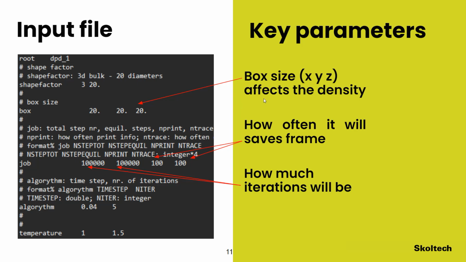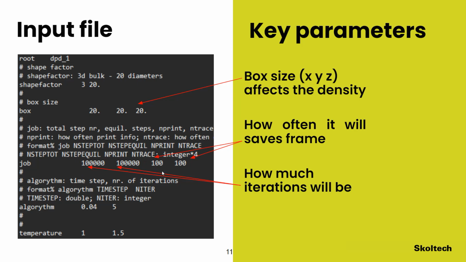It corresponds to density 3, and if we increase the box size, we increase the density. And what's important, not for the program working, but for us to observe.